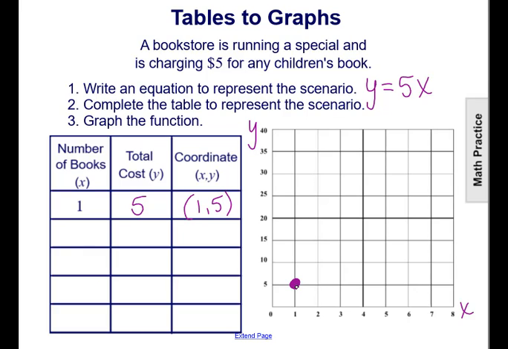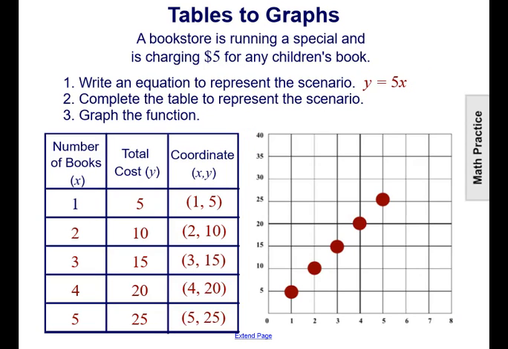And I'm going to continue that until I complete the whole table and have a good amount of points to represent the situation. So here you can see we've filled in the table for up to 5 books, finding the total cost for each, getting those 5 coordinates, and then plotting them on the graph, all again representing that equation y equals 5x.